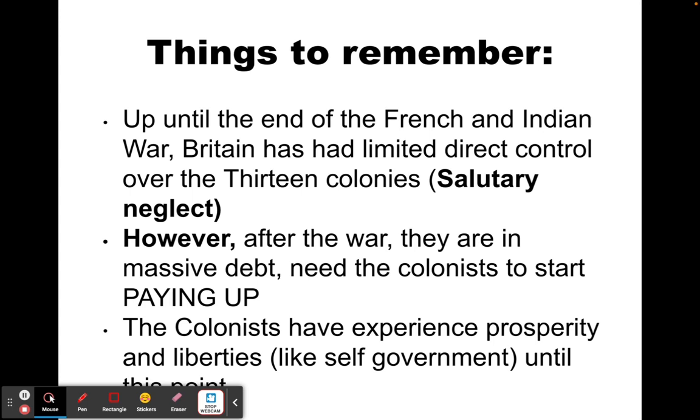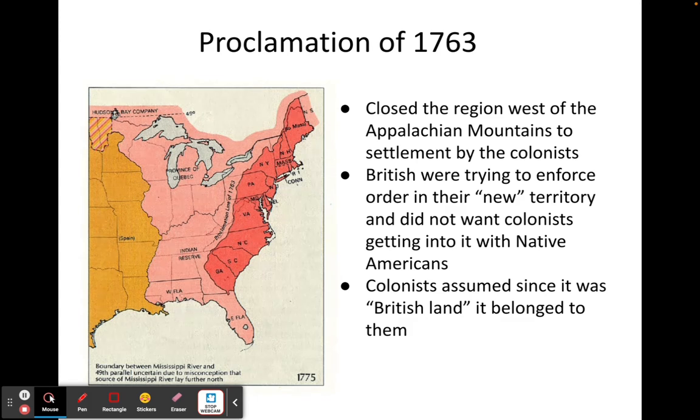Up until this point, the colonists have experienced prosperity. They've made a lot of money. There's a lot of money to be had in the New World. And they've also had freedoms and liberties like governing themselves up until this point. But that's going to quickly change.